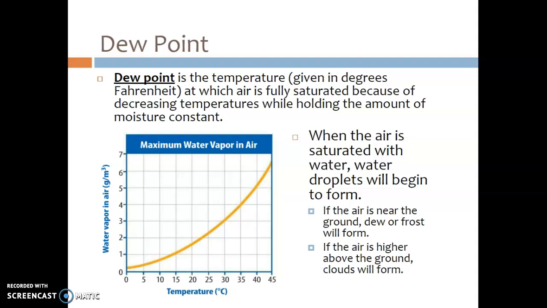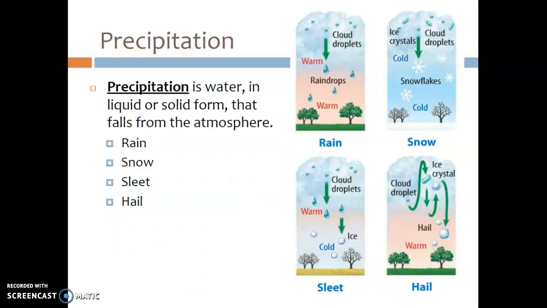That's the dew point. And you can see a curve on that graph. So as temperature is increasing, the water vapor in the air also can increase. So hotter air can hold more water. Precipitation is water in liquid or solid form that falls from the atmosphere, and we get it all here in Minnesota. We get rain, snow, sleet, and hail.